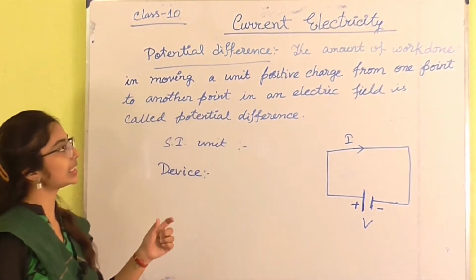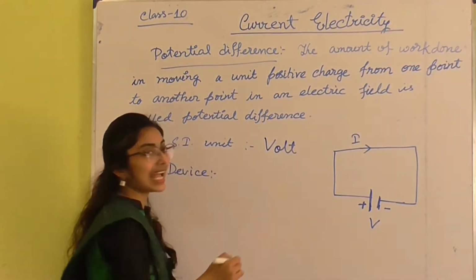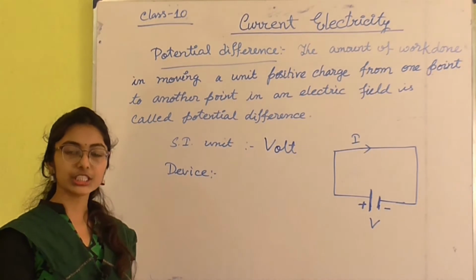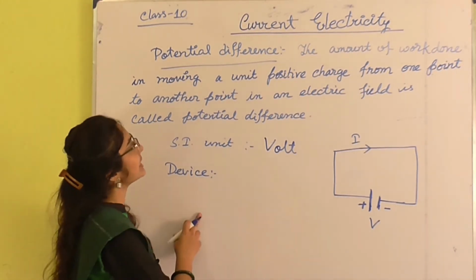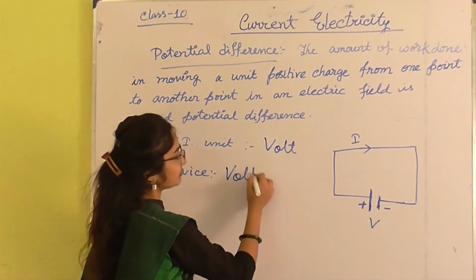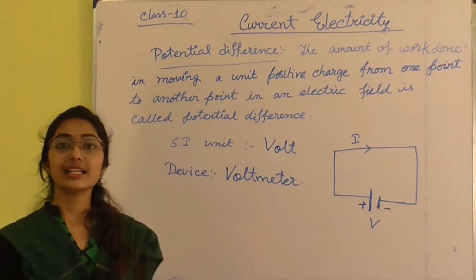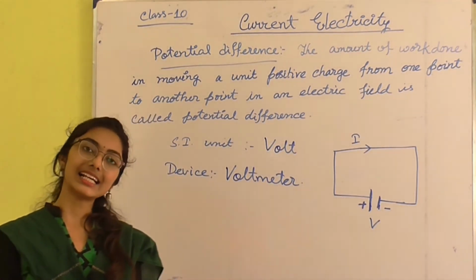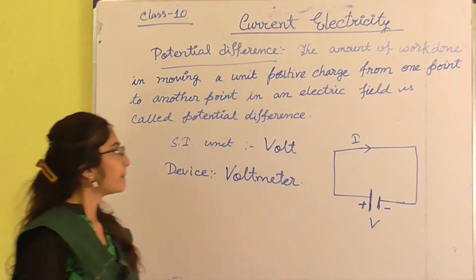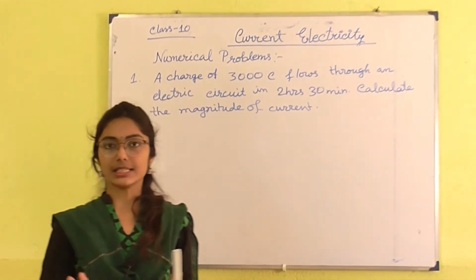Potential difference is denoted by V, and the SI unit of potential difference is the same as electric potential, volt. The device that measures the potential difference is the voltmeter, and the device that measures electric current is the ammeter. Now we will discuss the numerical problems related to these.